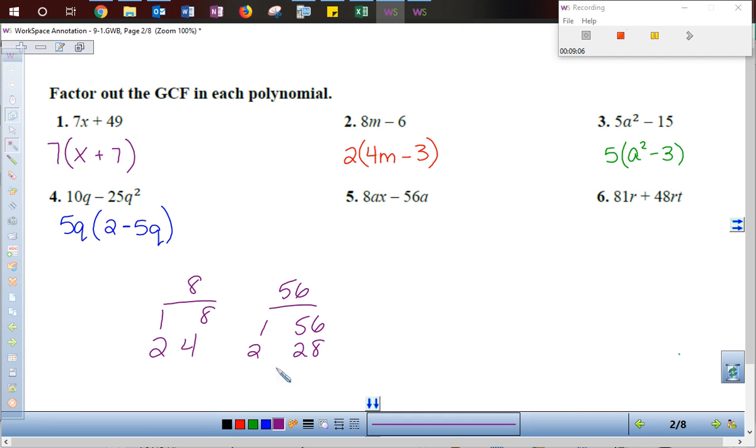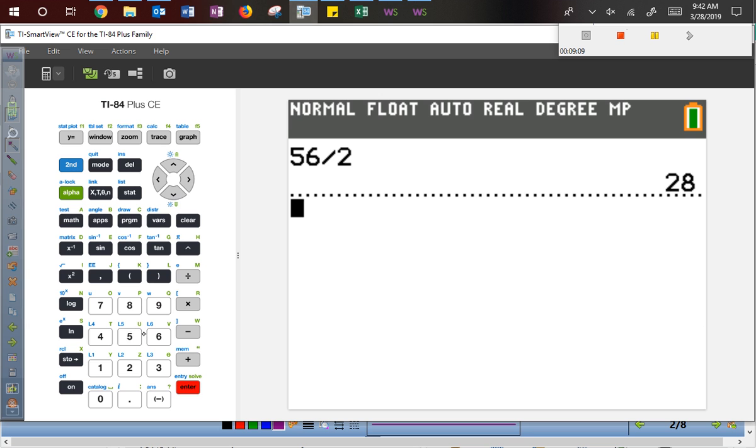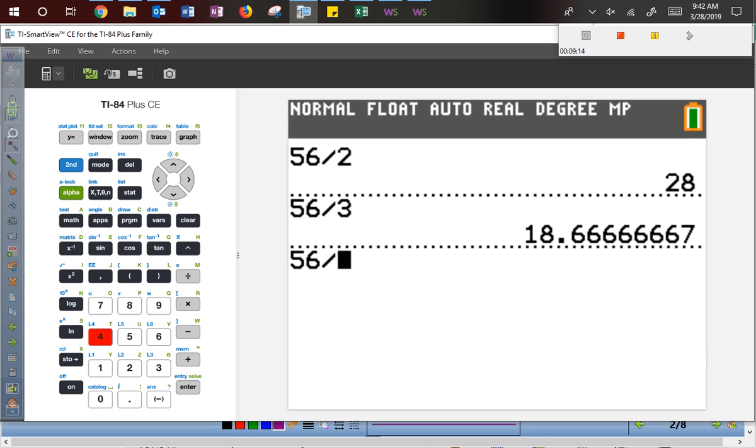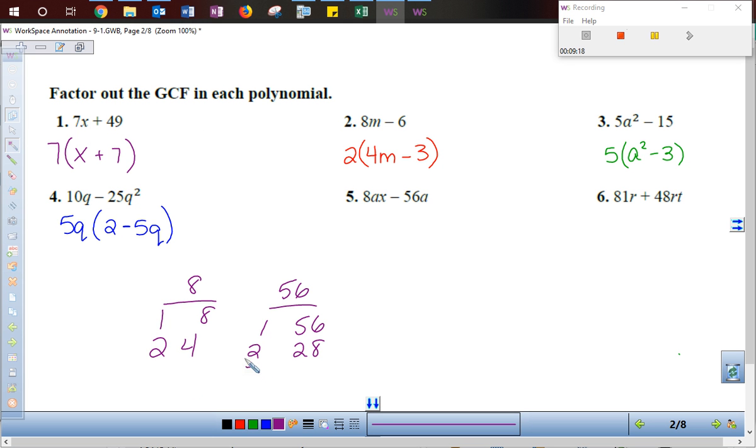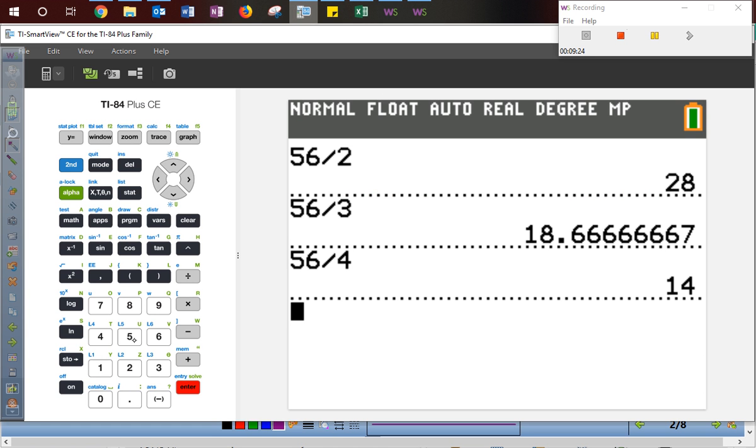And then maybe I'm not sure what else goes in there. You're welcome to use your calculator. 56 divided by 3 doesn't work. 56 divided by 4 gives me 14. So 4 and 14. 5 does not go into 56 because it doesn't end in a 5 or a 0.